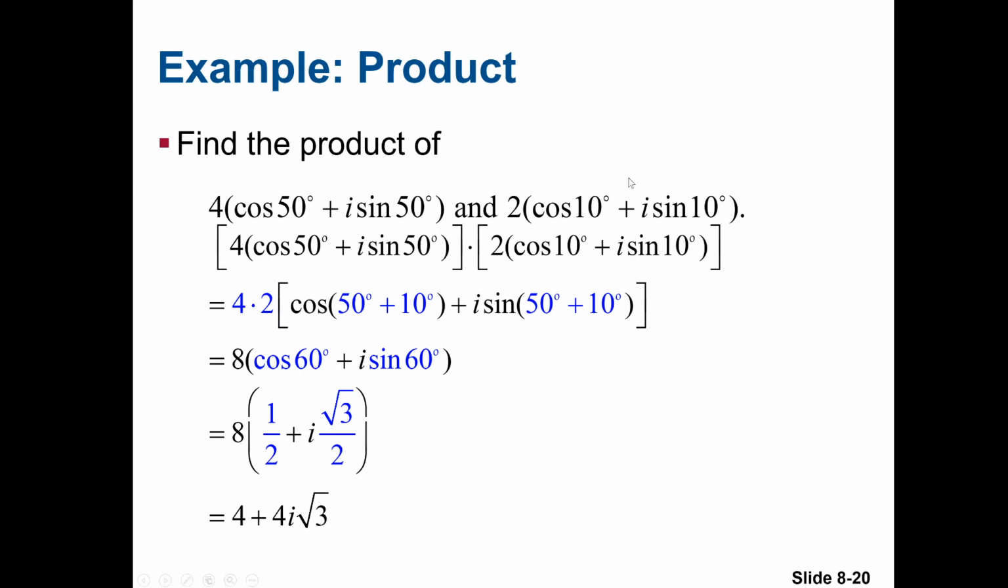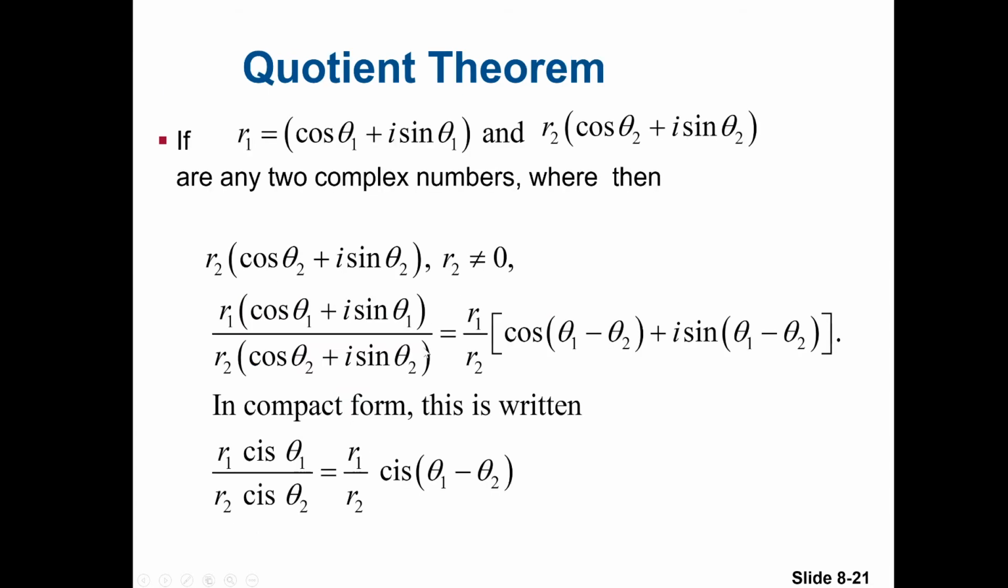So find the product of 4 times the quantity of cosine of 50 plus i sine of 50 and 2 times cosine of 10 plus i sine of 10. We know radius 1 is 4 and radius 2 is 2, so multiplying those two radii, we get 8. Theta 1 is 50 and theta 2 is 10. Because it's a product, it corresponds to adding the angles. So 50 plus 10, we have cosine of 60, and for i sine of 60, similarly.